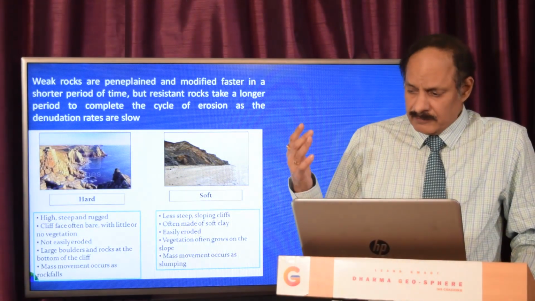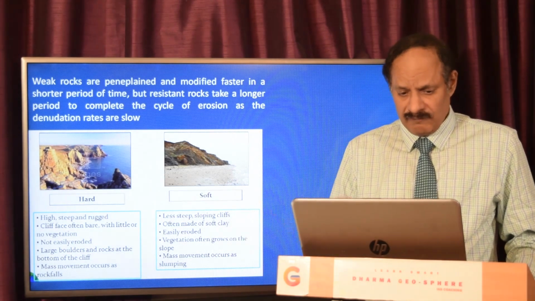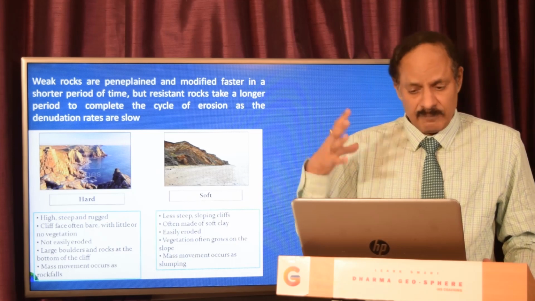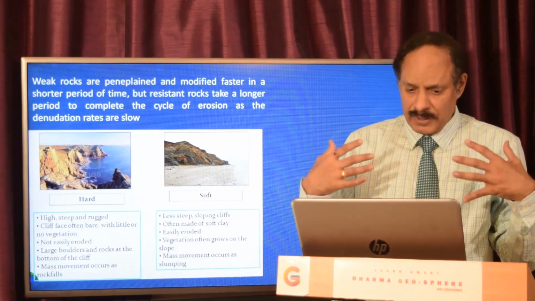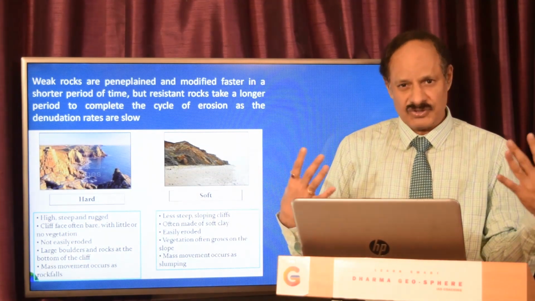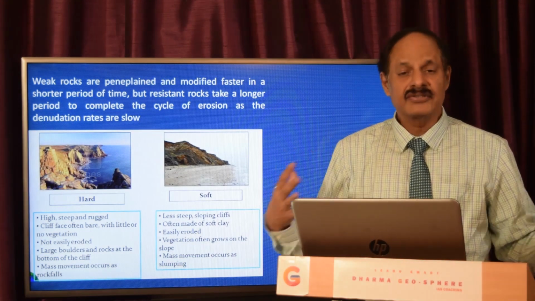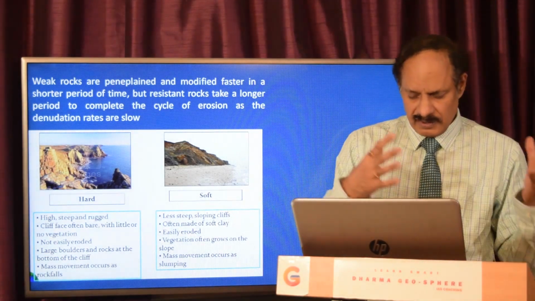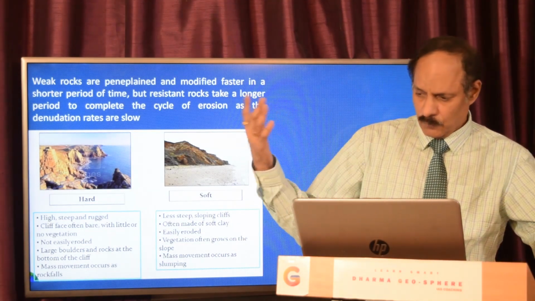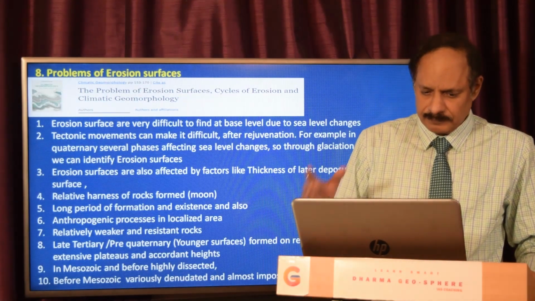And then obviously weak rocks are peneplained and modified faster in a shorter period of time, but resistant rocks like granite and basalt take a much longer time to complete the cycle of erosion, as the denudation rates are very slow because the rock is very resistant to erosion. It takes a number of years to get eroded. So here is the comparison of hard rock and soft rock, how they get eroded over time and how eventually the erosion surfaces form in these rocks.